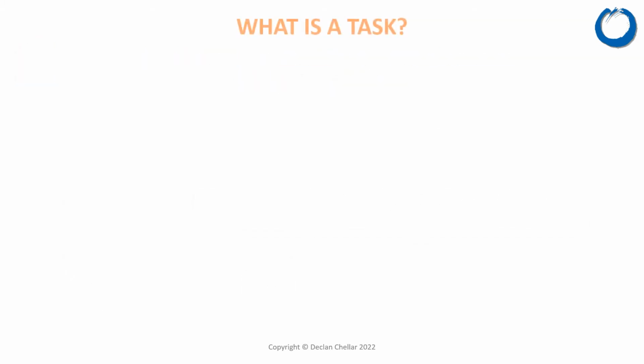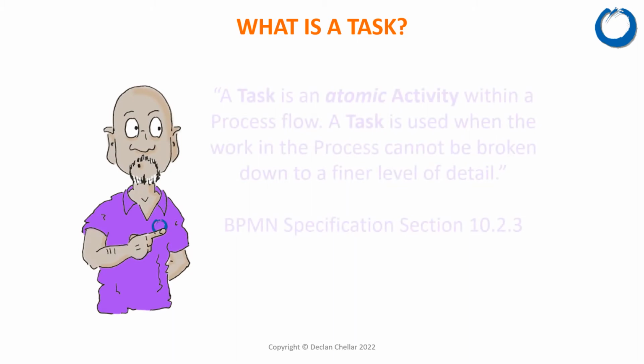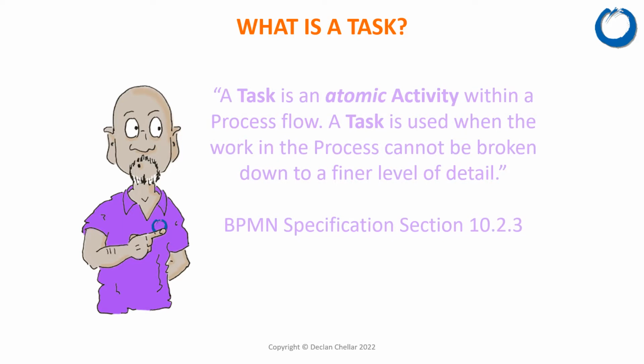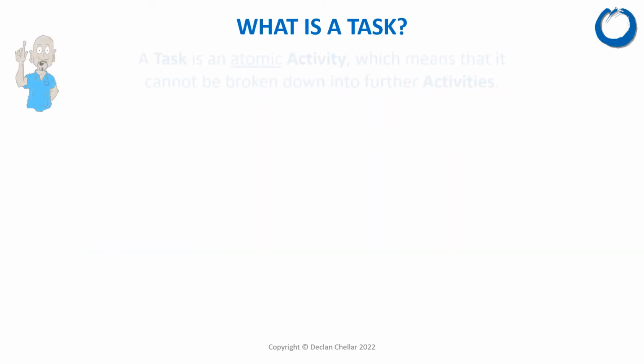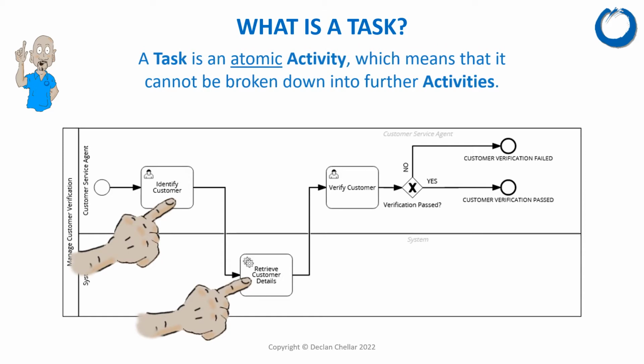What is a task? A task is an atomic activity within a process flow. A task is used when the work in the process cannot be broken down to a finer level of detail. A task is an atomic activity, which means that it cannot be broken down into further activities.